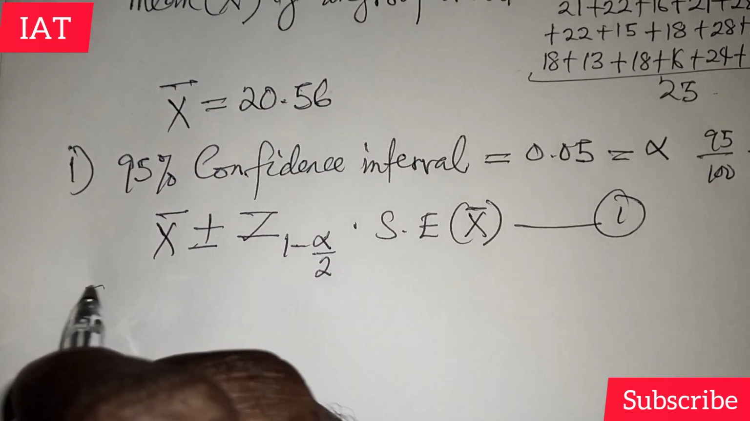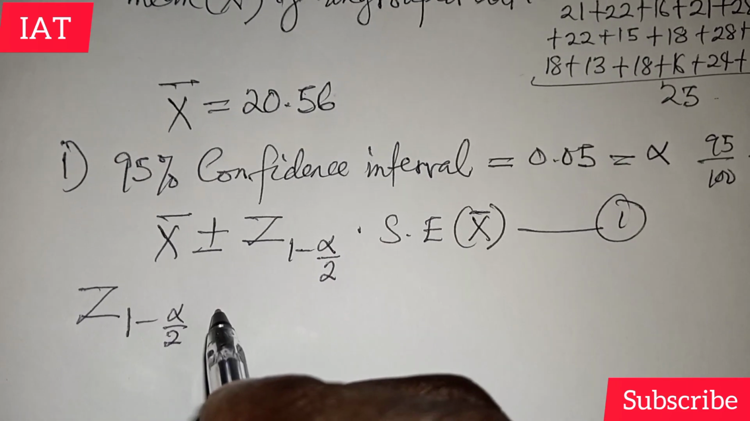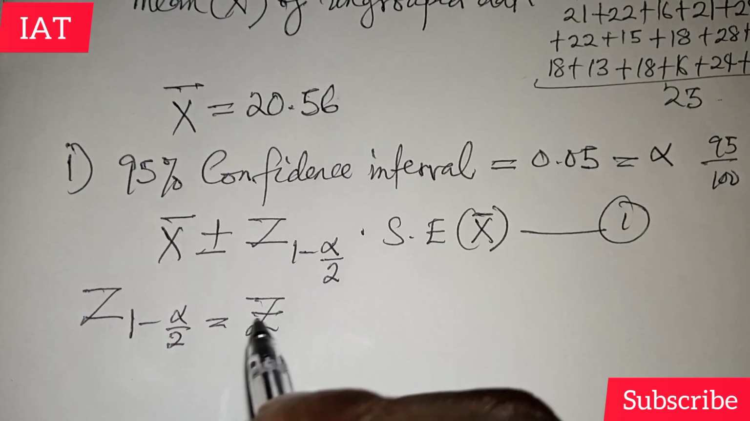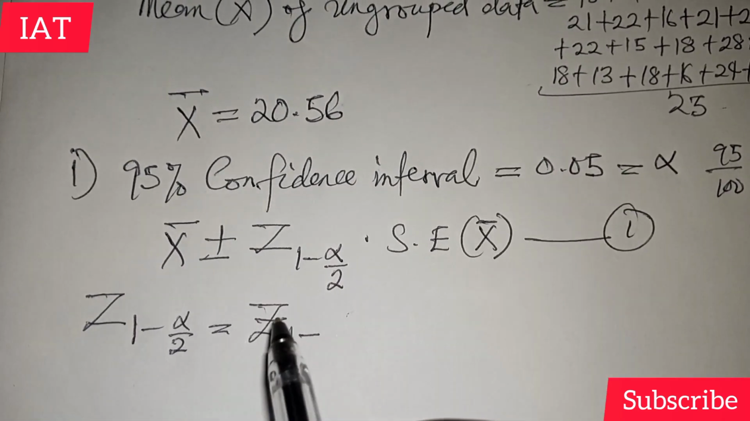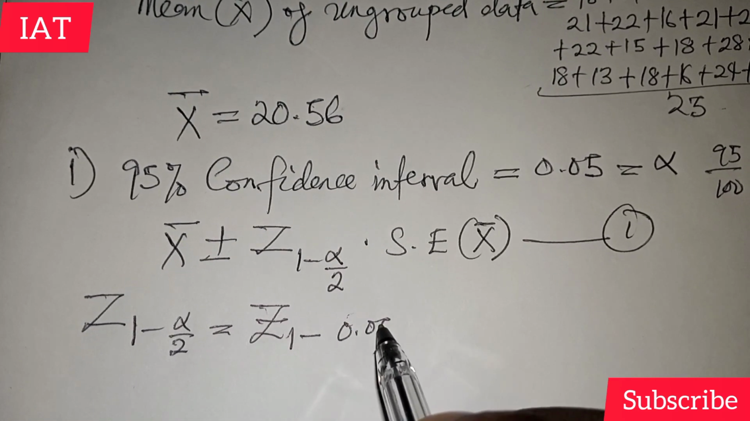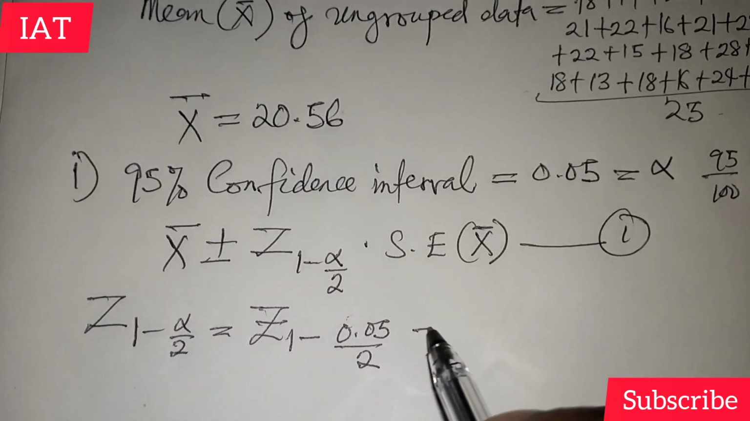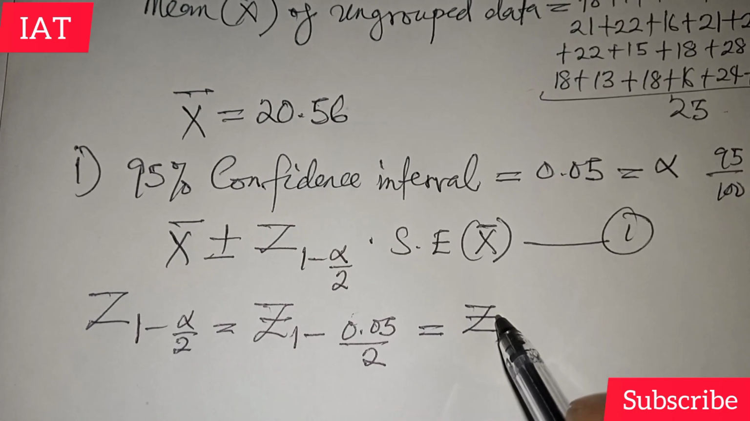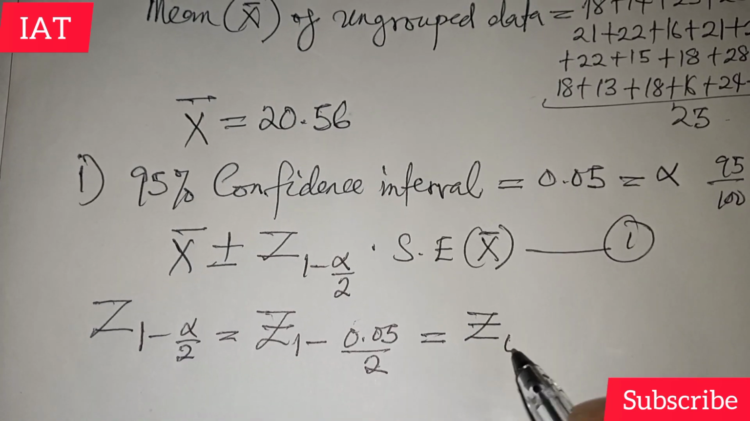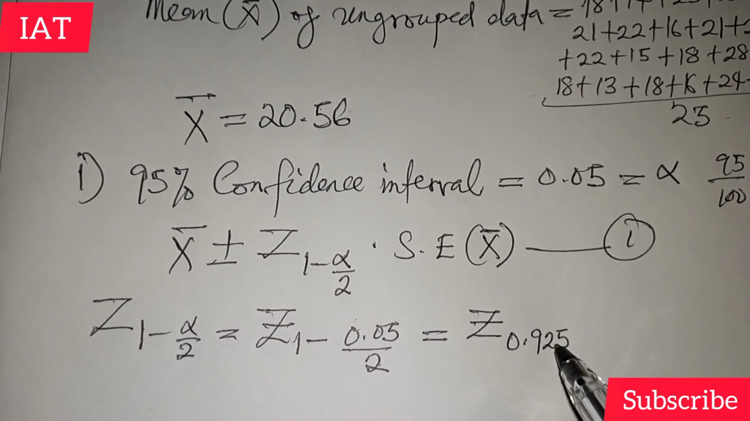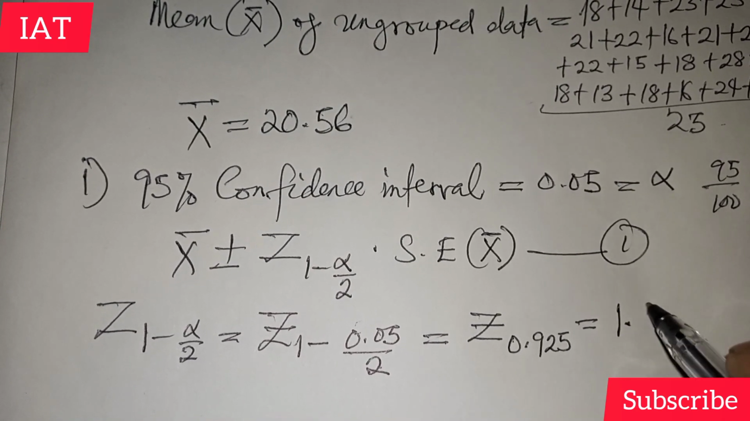So how do we get this z of 1 minus alpha over 2? It is simple. What is alpha exactly? We've defined alpha to be 0.05, and this will be divided by 2. When you divide this by 2 and subtract it from 1, you have 0.975. Then if you check this on the z table, the result is equivalent to 1.96.